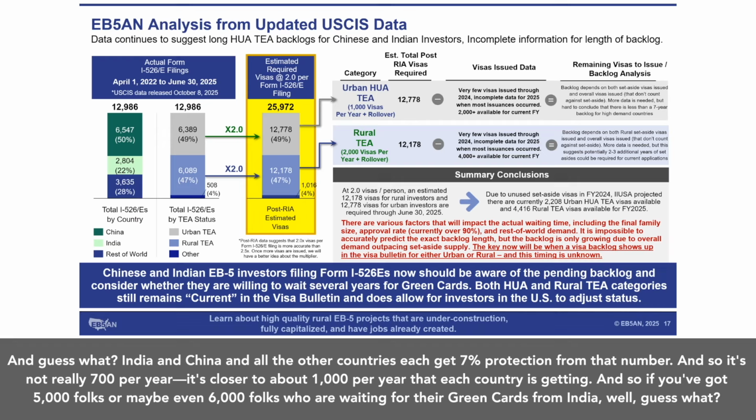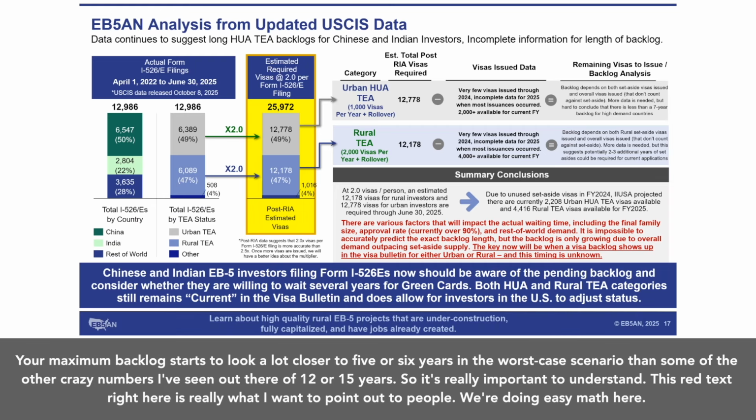And so if you've got 5,000 folks or maybe even 6,000 folks who are waiting for their green cards from India, well, guess what? Your maximum backlog starts to look a lot closer to like 5 or 6 years in the worst case scenario than some of the other crazy numbers I've seen out there of like 12 or 15 years. So it's really important to understand this red text right here is really what I want to point out to people. We're doing easy math here.